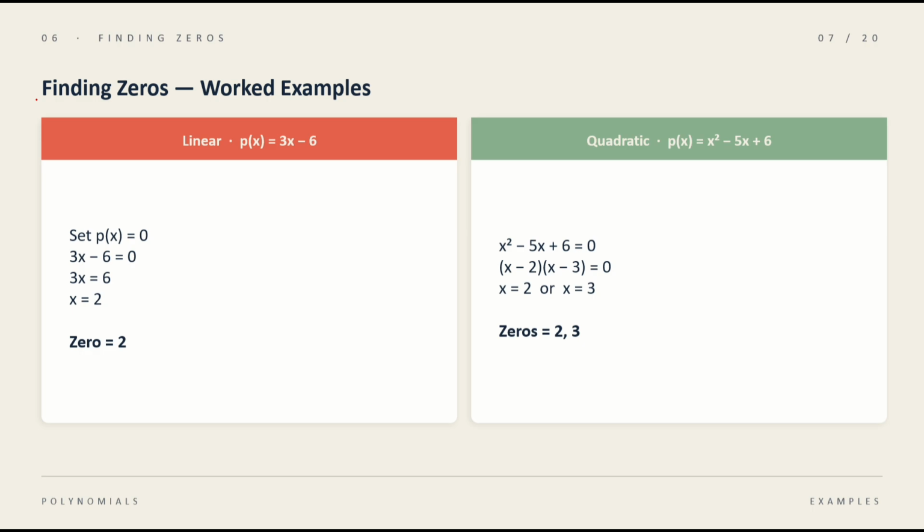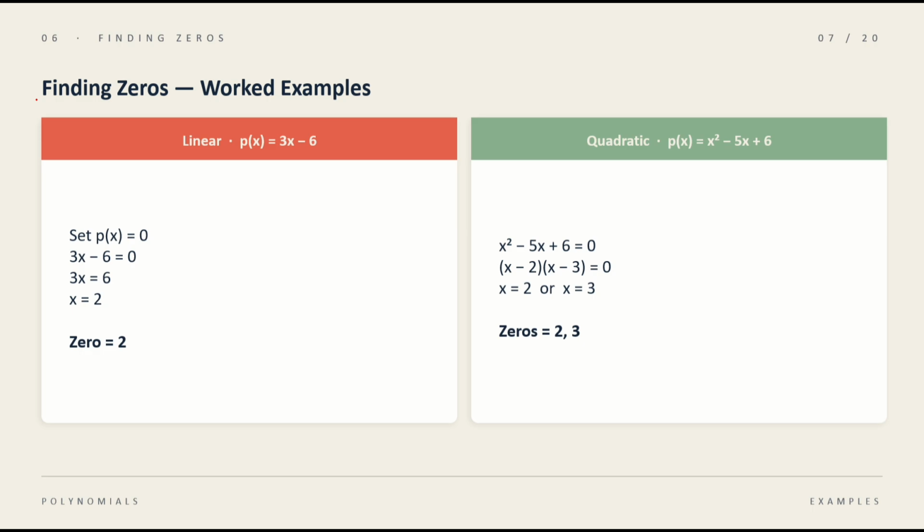Then the second one is the quadratic polynomial. Here the number of zeros is 2. So here the polynomial is x square minus 5x plus 6. After solving by the factorization method, we get (x minus 2)(x minus 3) is equal to 0. After equating with 0, x is equal to 2 and x is equal to 3. These are also known as the zeros.